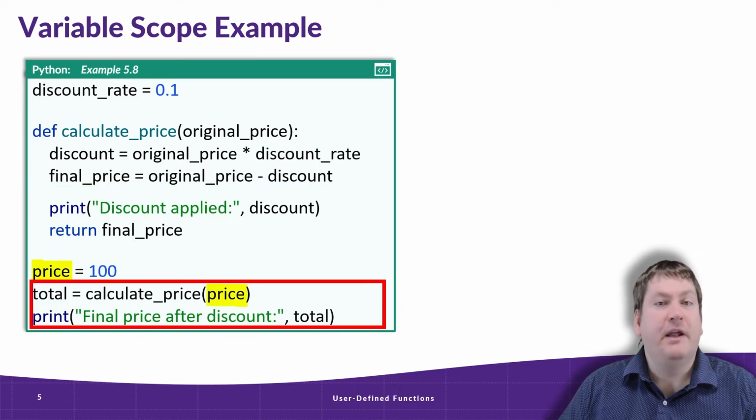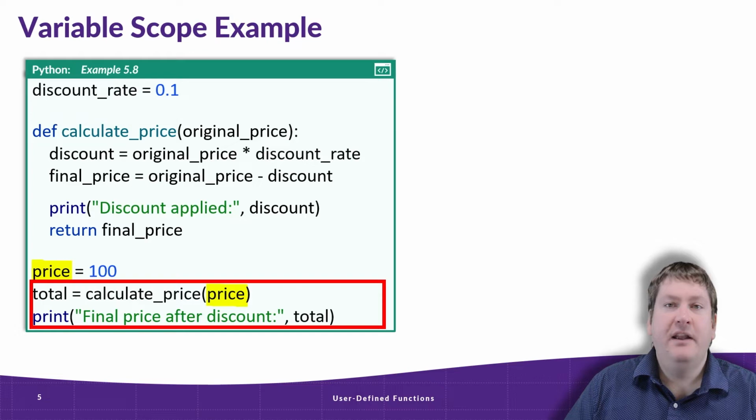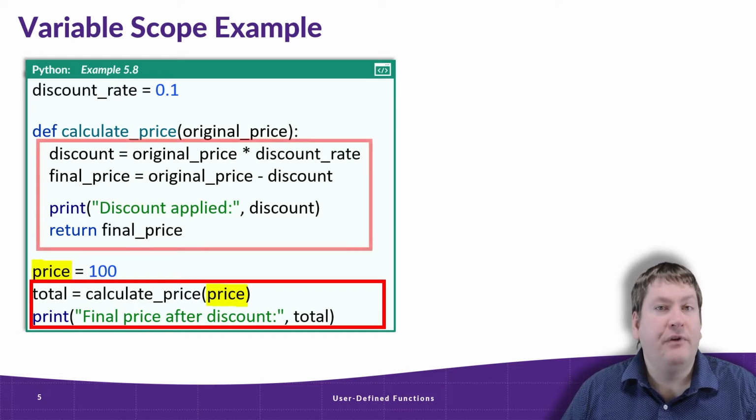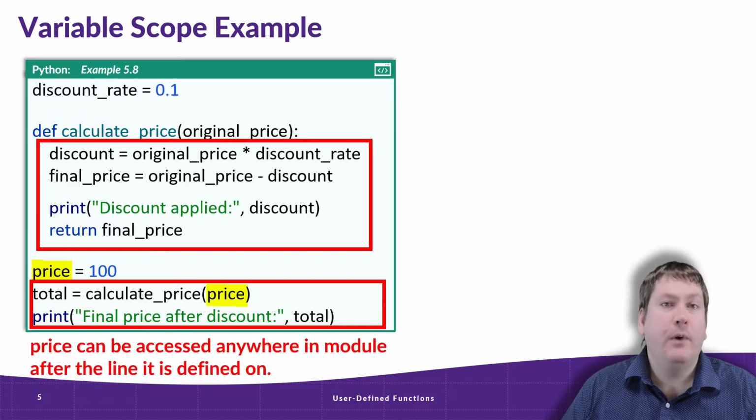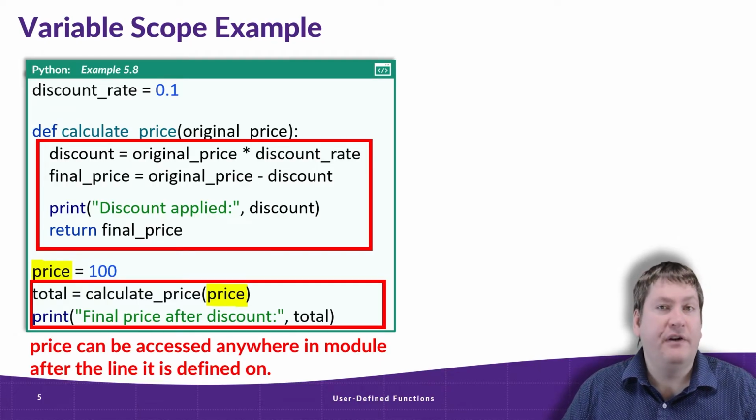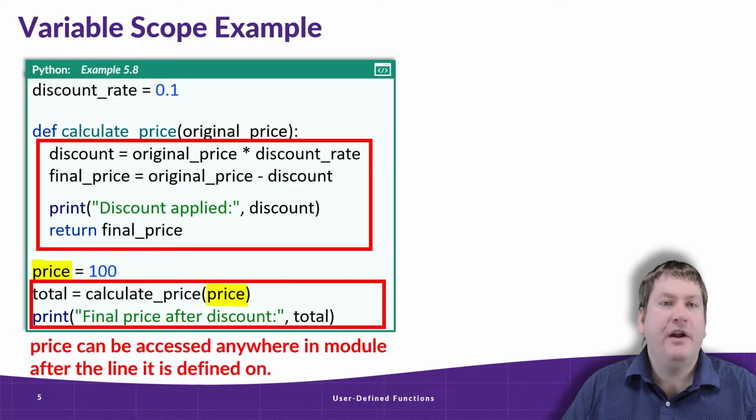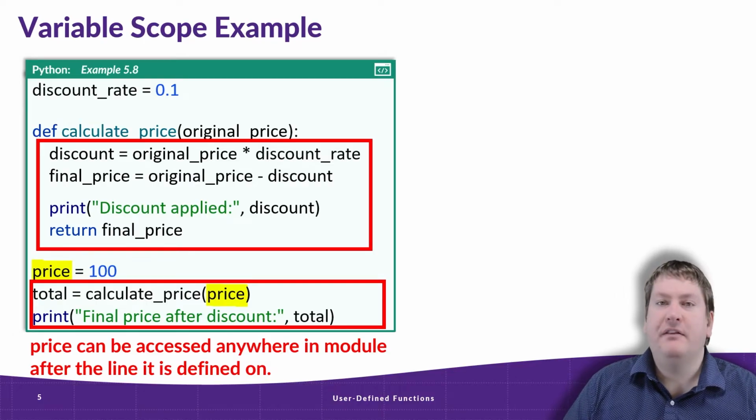Here we have a variable named price declared outside of a function, so it is technically a global variable. And it can be accessed on the lines after it, as you might expect. However, as it is a global variable, so long as it's defined before calling the calculate price function, it'll be accessible within the calculate price function. If we called calculate price before declaring it, it wouldn't be accessible.